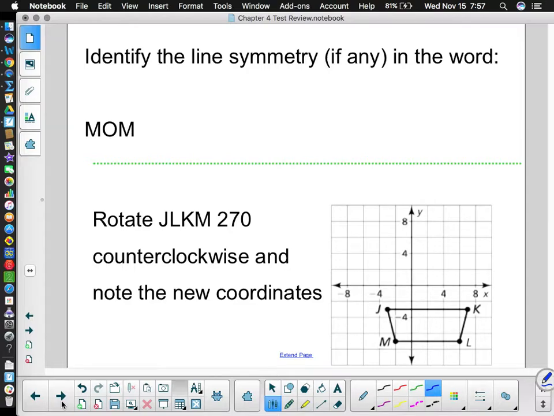Identify the line symmetry, if any, in a word. Is there any line symmetry in this word? Where? Vertical down the O. Yep. Again, that's an orientation issue right there. There we go. Okay. There we are.